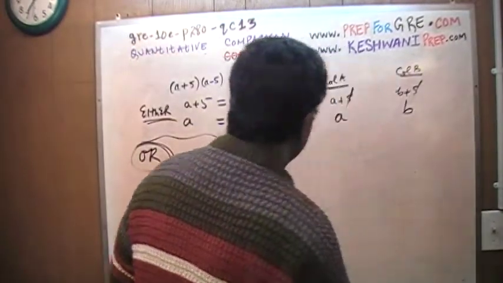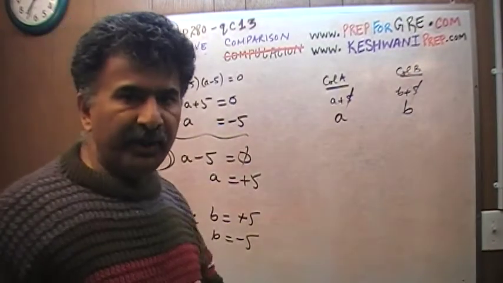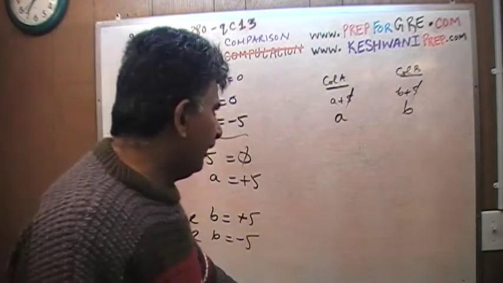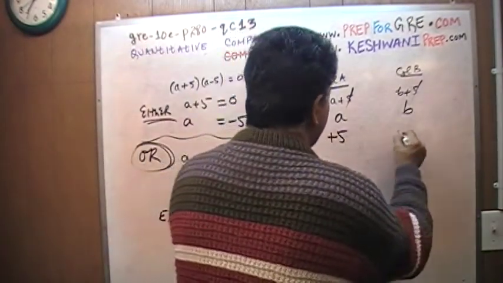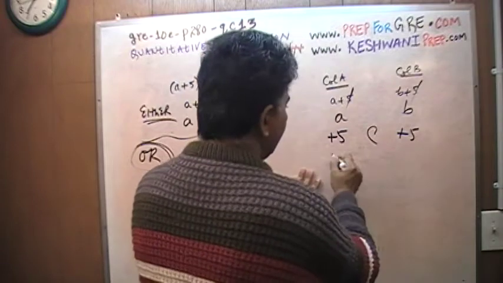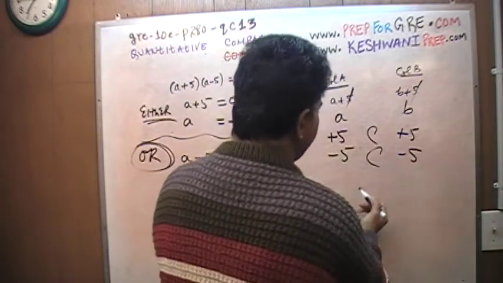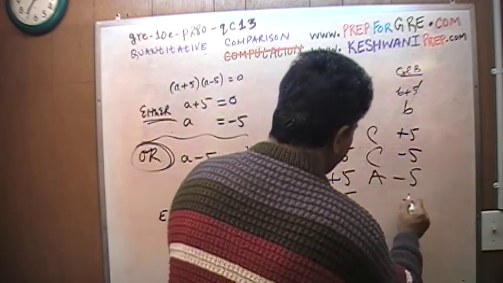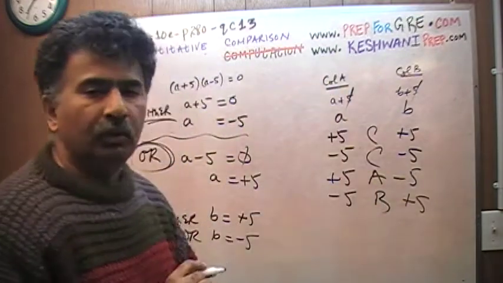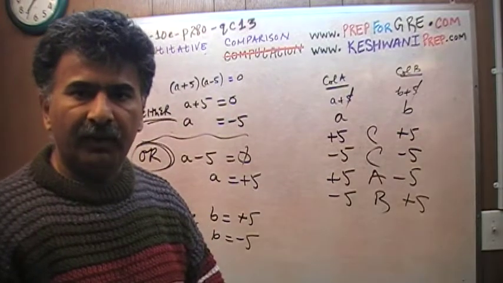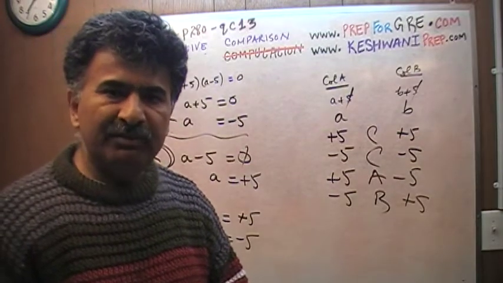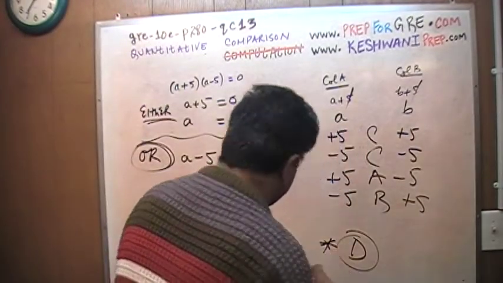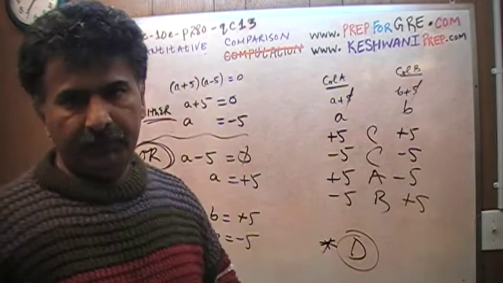Now, because we do not know whether a is positive 5 or negative 5, and similarly we do not know whether b is positive 5 or negative 5, if a were positive 5 and b were positive 5, the answer would have been C. If they were both negative, the answer would have been C. But if this is positive and this is negative, the answer would be A. If this is negative and this is positive, the answer would be B. We do not know, and therefore the correct answer is D. And that's all it is.